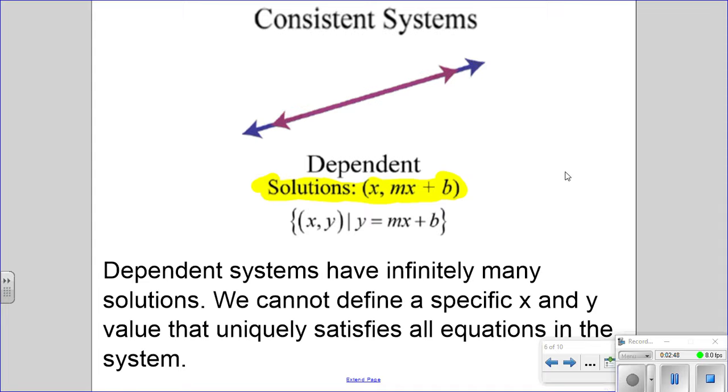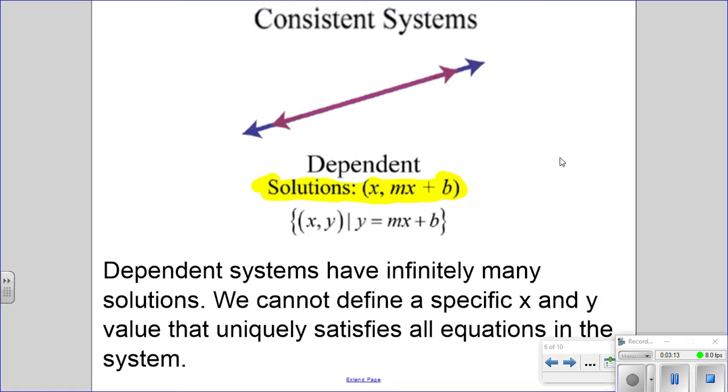Consider this versus a dependent system. So dependent systems have infinitely many solutions. We can't define a specific x and y value that uniquely satisfies all equations in the system. Now, while there are infinitely many solutions that satisfy all equations in the system, we can't define a unique, only one value that satisfies it.